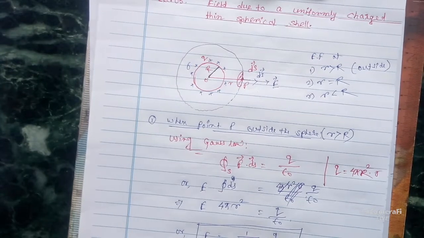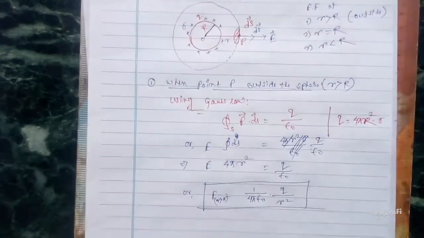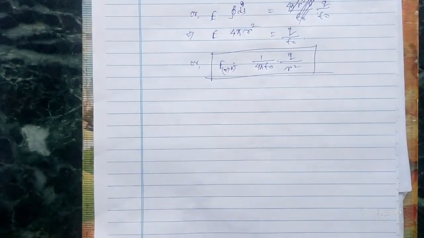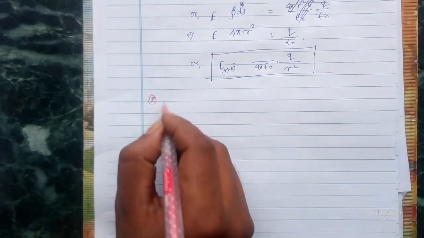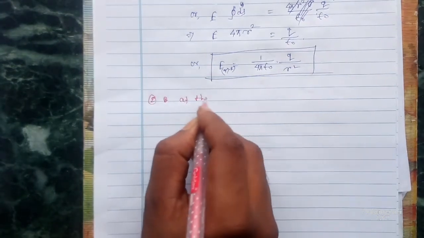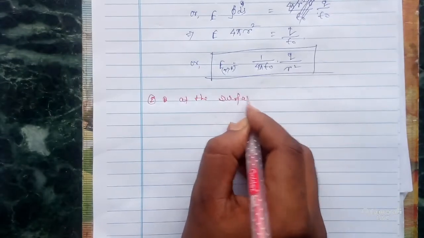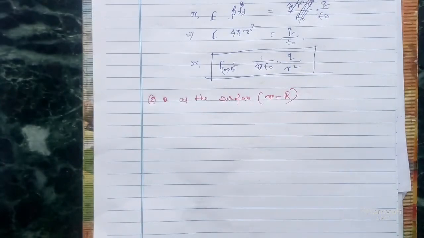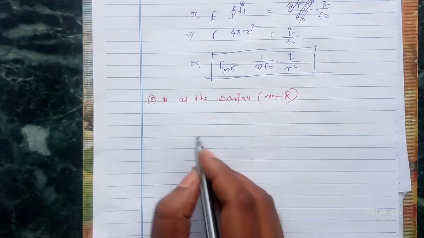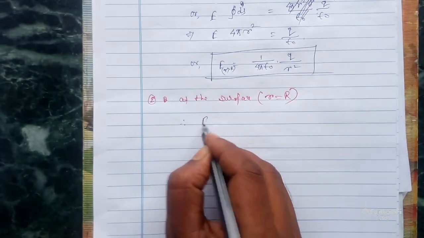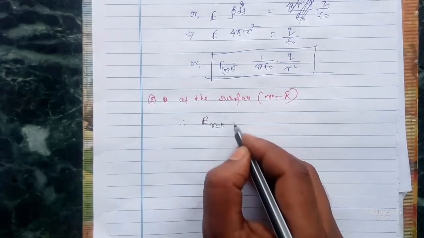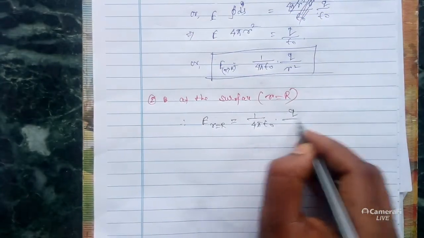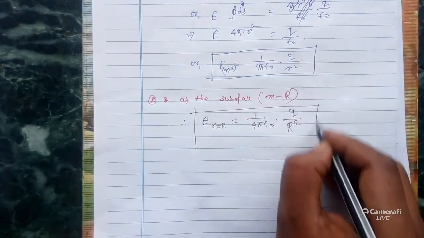In this position, the electric field. Next, at the surface, the value of small r is equal to capital R. So you just have to put small r equal to capital R. What will be the value? Therefore, E at small r equal to capital R is 1 by 4 pi epsilon naught q by capital R square. That is the value, constant.